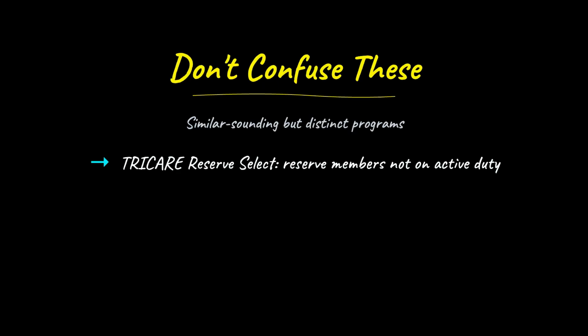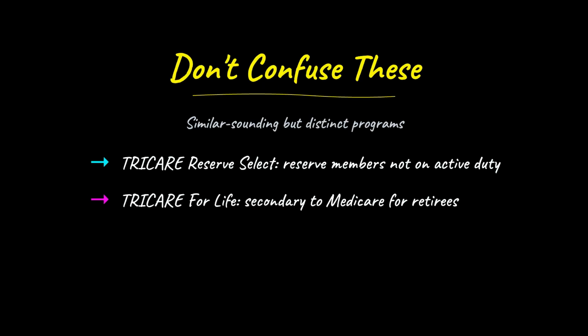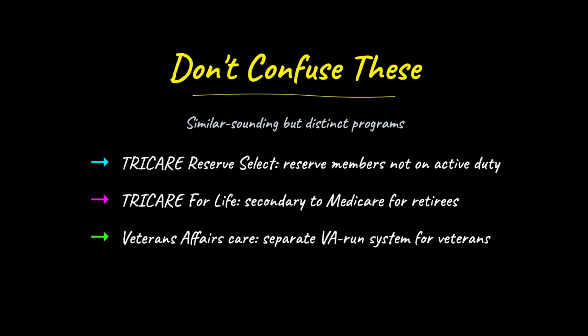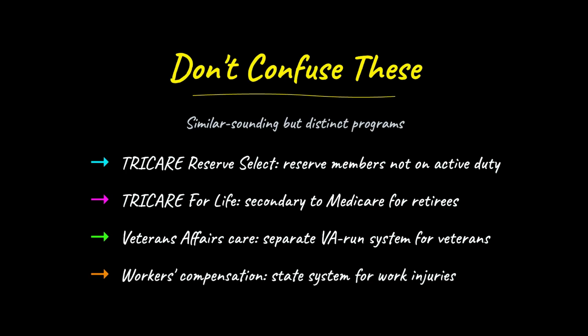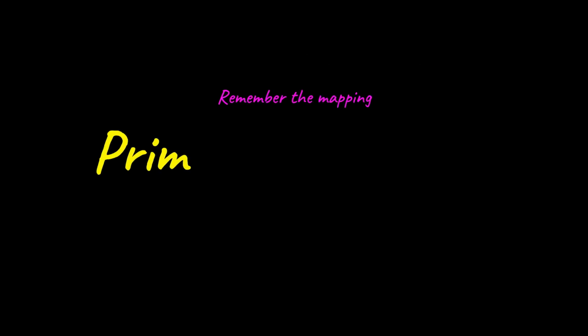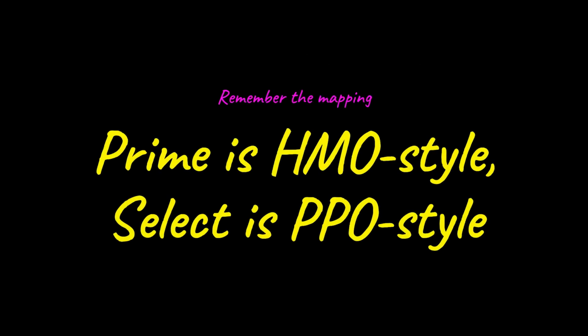TRICARE Reserve Select covers reserve members not on active duty, while Veterans Affairs Care and Workers' Compensation are entirely separate systems from TRICARE. The key exam nuance is keeping Prime mapped to HMO style with its primary care manager and referrals, and Select mapped to PPO style with its greater freedom of choice.